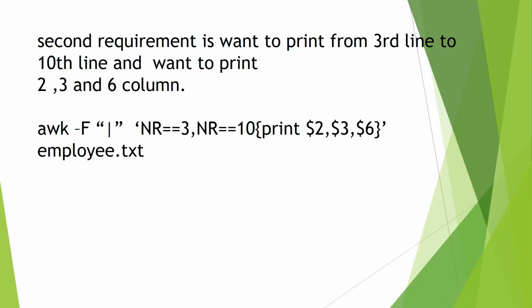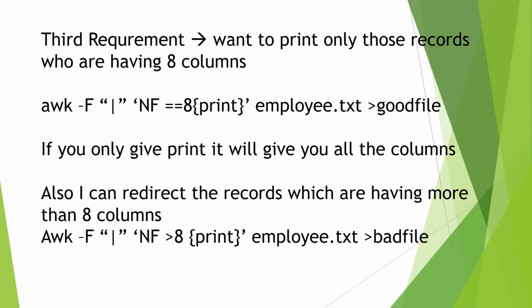Now let's try to understand the third requirement. What is my third requirement? The third requirement is I want to print only those records which have 8 columns. What do I mean by 8 columns? I have a file. In that file I have records with 8 columns, 9 columns, 10 columns, and more than 10 columns as well. So it's kind of a good file and a bad file. My requirement is very straightforward. I only want to print those records which have only 8 columns. The number of columns should be 8 only.